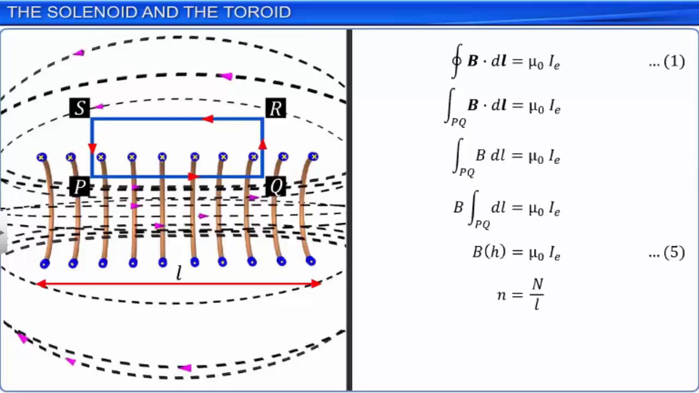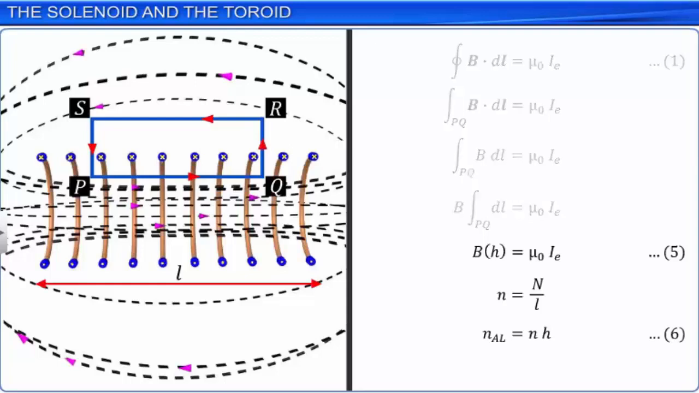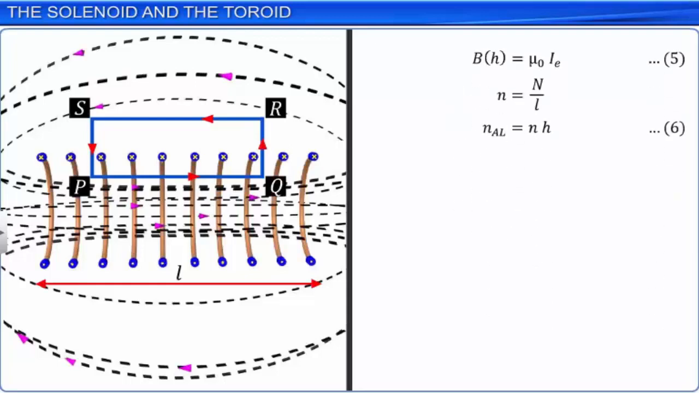That is, NAL is equal to n into h. Let this be equation 6. The current through one turn of the solenoid is I. It is the same current through all the turns of the solenoid. Hence, the total current enclosed by the Amperian loop, IE, is equal to the number of turns of the solenoid bounded by the Amperian loop, NAL, into I. Let this be equation 7.